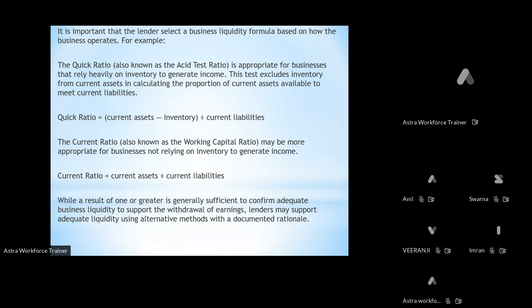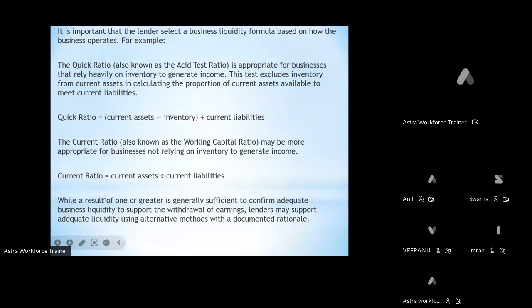So the quick ratio, how do we calculate it? Current assets minus inventory, so what current assets the borrower has, and what inventory purchases they have made, divided by current liabilities. So you will get a ratio of 1 or more than 1. Then the current ratio is current assets divided by current liabilities. If you take the total current assets divided by the current liabilities, you will get the current ratio.